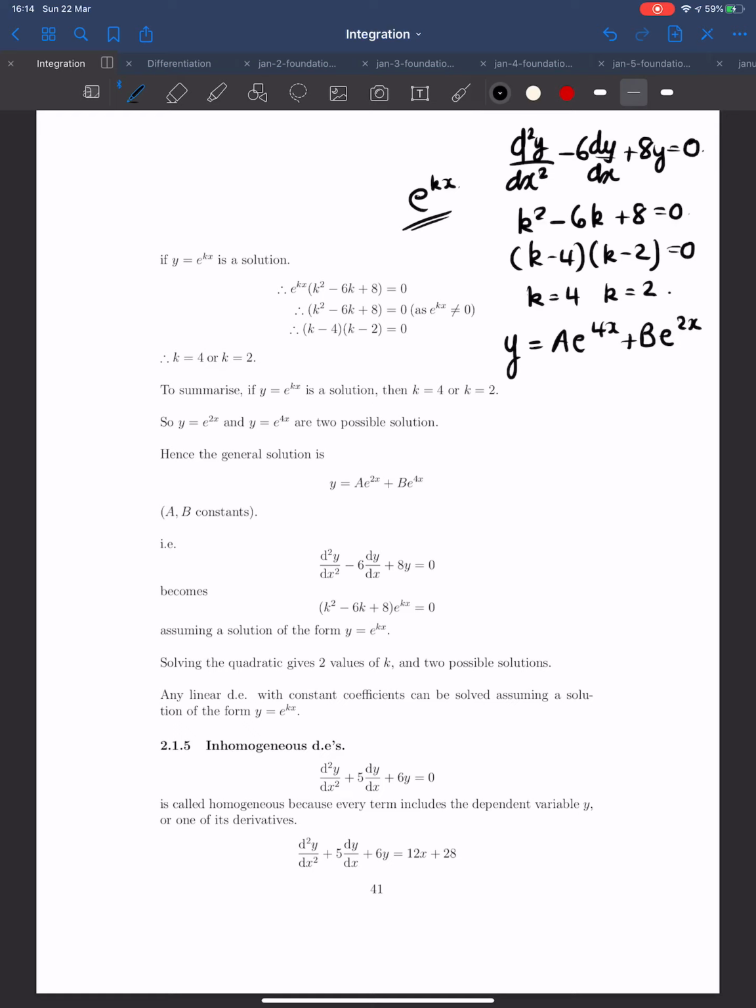So you can do it in 1, 2, 3, 4, 5 lines. So hopefully that makes sense. I think it will.